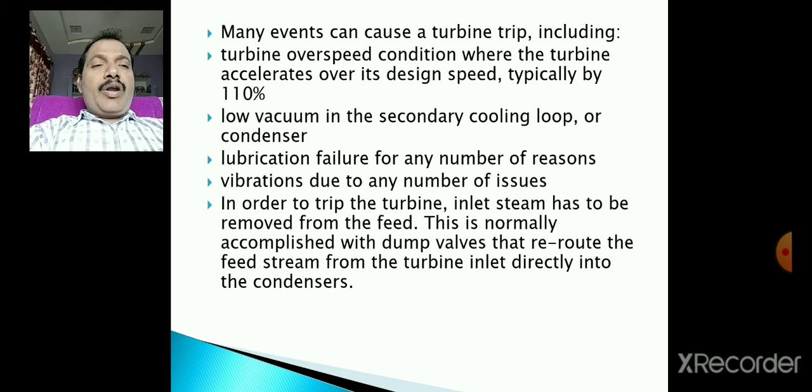Vibrations due to any number of issues. Because of the vibrations, problems may arise, so unstable fluctuations in the speed must be avoided, and the turbine must be tripped. In order to trip the turbine, inlet steam has to be removed from the feed. This is normally accomplished with dump valves that reroute the feed steam from the turbine inlet directly into the condenser. Instead of directing towards the turbine, it will be rerouted into the condenser. So those are the turbine trip conditions.